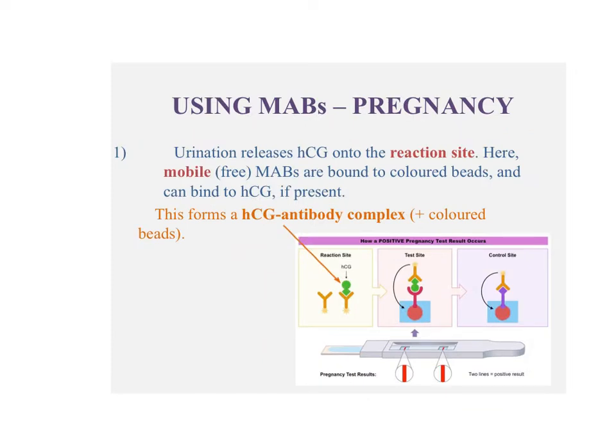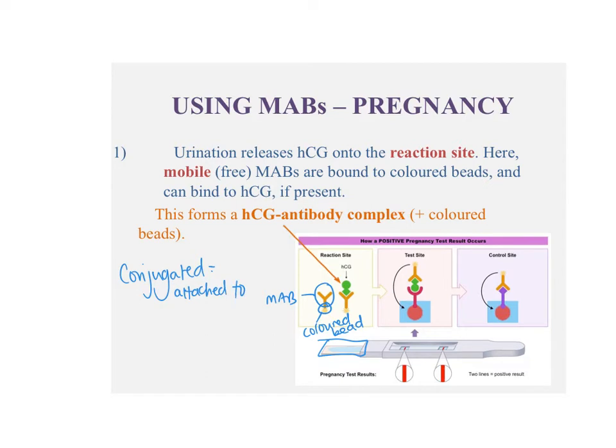Now, the pregnancy test starts with a woman urinating onto the test strip. And if she is pregnant, then that urine will contain some HCG. On this test strip, as you can see in the little diagram, we have got some monoclonal antibodies, the Y-shaped molecules, conjugated or attached to a coloured bead. Okay, and we'll just put a little note here that conjugated means attached to.